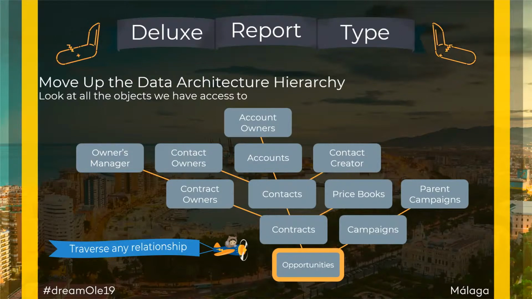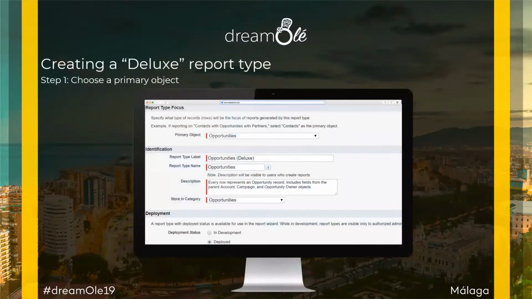So ladies and gentlemen, I present to you, for your reporting flexibility, the Swiss Army knife of reports, deluxe report types. The best news is these are so easy to create. It's just 3 simple steps. The first thing we're going to do is choose a primary object. This is the object where we want to have its records represented by rows in our report results.